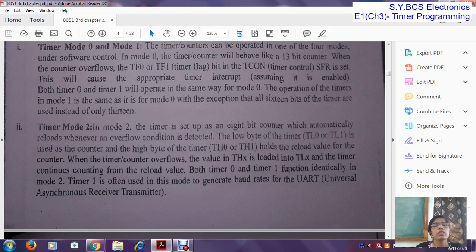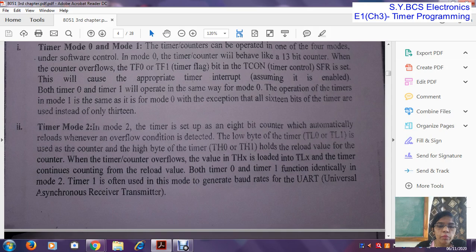So in mode 2, the timer is set up as an 8-bit counter which automatically reloads whenever the overflow condition is detected. The lower byte of the timer, TL0 and TL1, is used as a counter, and the higher byte, TH0 and TH1, holds the reload value of the counter. Out of the 16 bits, the data is loaded in the upper 8 bits, and the lower 8 bits are automatically reloaded, that means they copy the data stored in the higher byte.